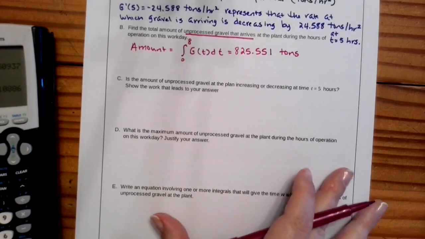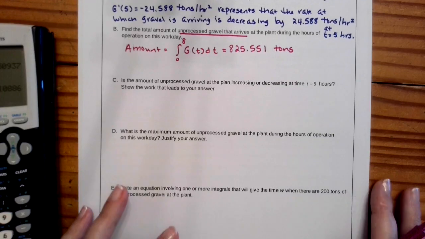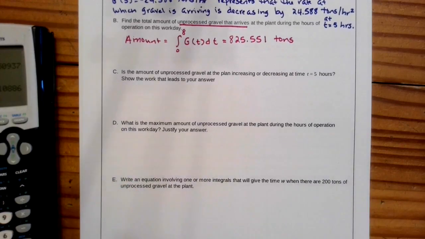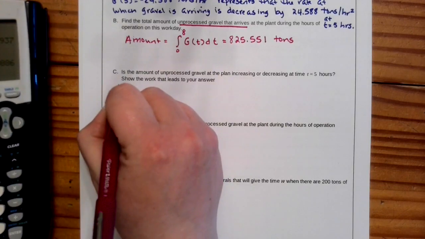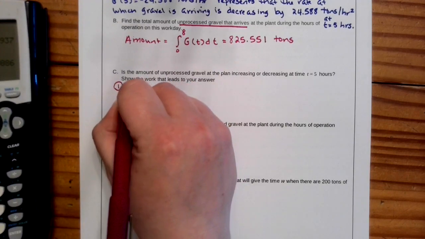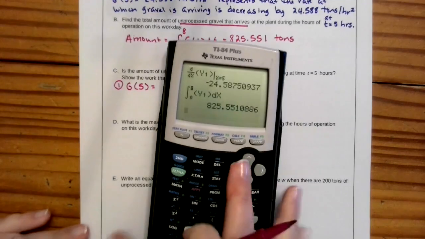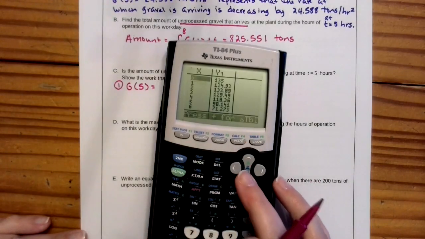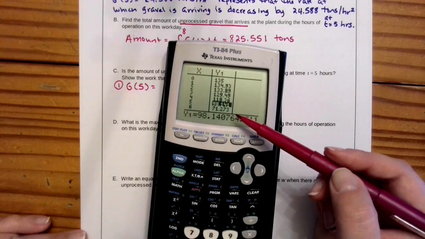All right, so is the amount of unprocessed gravel at the plant increasing or decreasing at time t equals 5? The first thing we need to figure out is how fast it is coming in. So step 1 here is going to be: what is G of 5? In order to figure that out, I'm going to go to my table and go to 5. So I get 98.141.